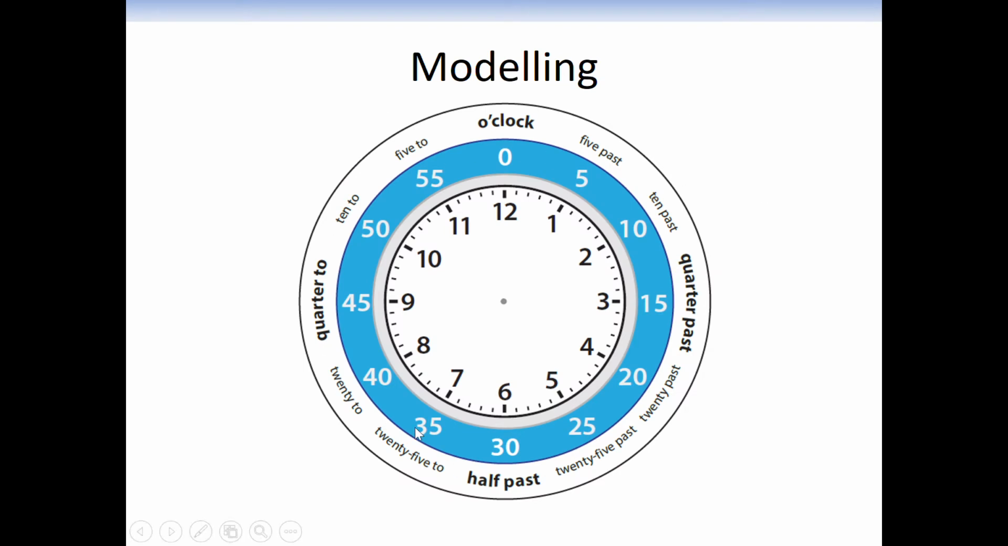This representation of an analog clock here doesn't have the hands. It does have the minutes as they pass around the outside, highlighted in blue, and around the outside, highlighted in white, is the language we use when telling the time of o'clock, quarter past, half past, and quarter to, as it corresponds to the minutes.